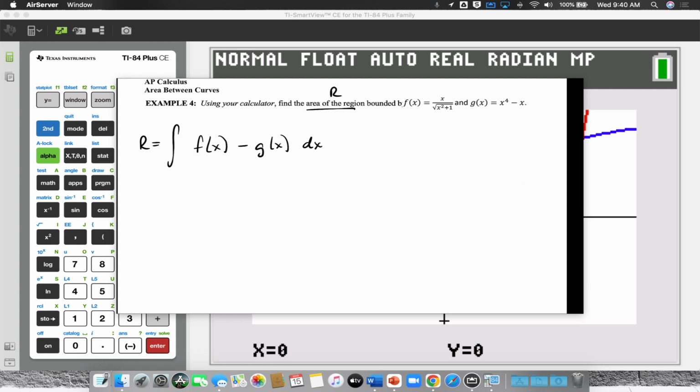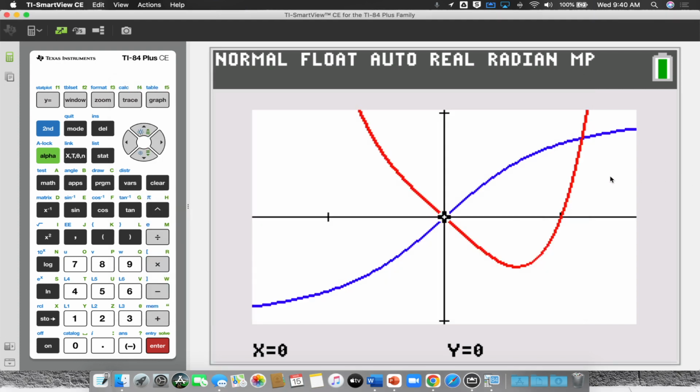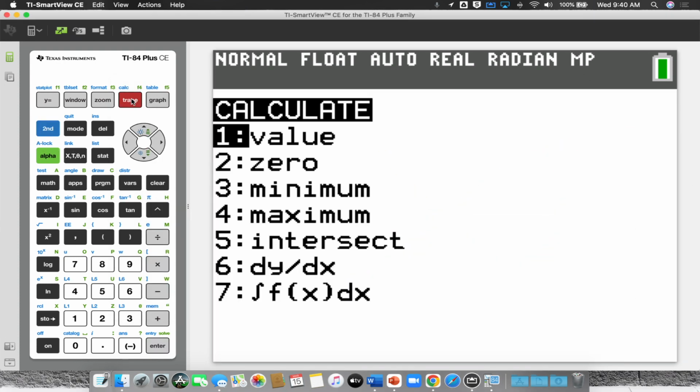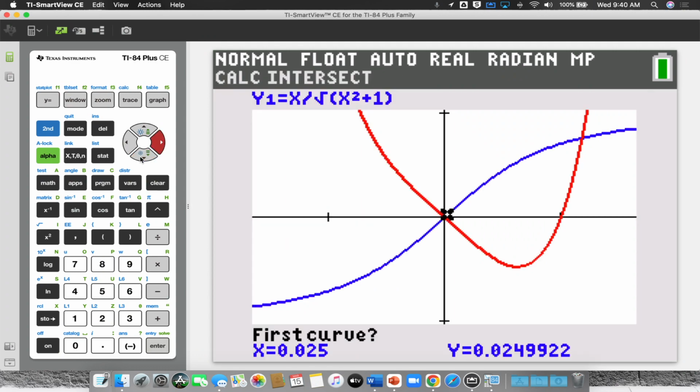So next thing is the bounds. Let's go ask the calculator. Looks like one of them is 0, but I'm not going to take that for granted that it's exactly 0. So I'm going to say first curve, second curve, best guess. It is 0. Okay. So the lower bound is going to be 0.